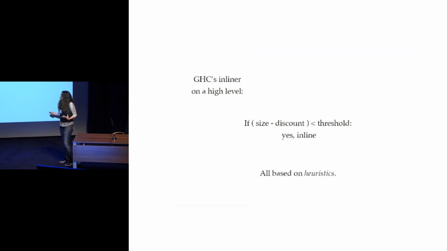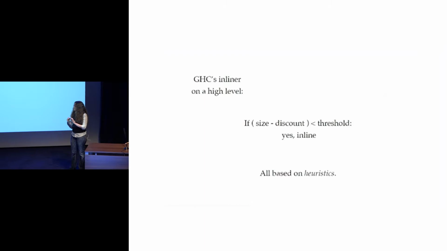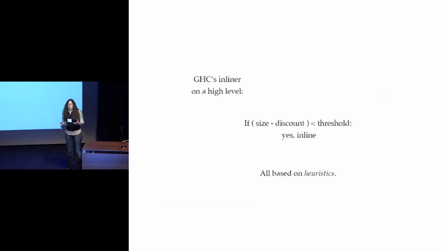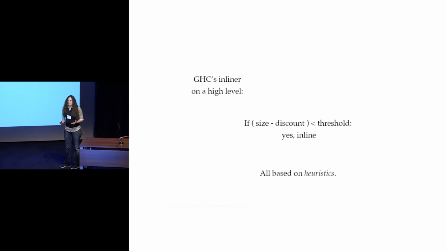And all of this decision is based upon a whole lot of little smaller calculations, which we call heuristics. A heuristic is basically a best guess judgment, and they are all written by hand by a human being. And this is how it is in most compilers.